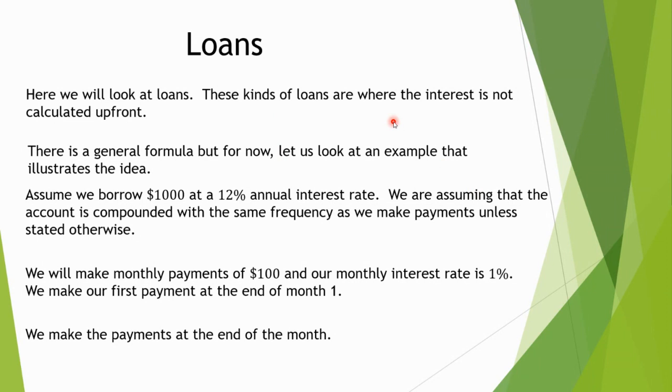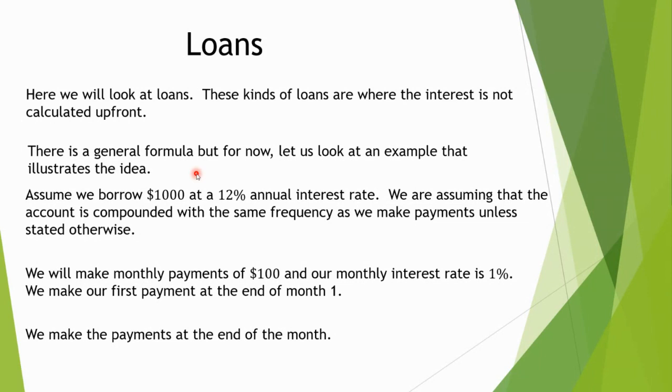Okay. It turns out there is a formula for loans. It's actually the same formula as a payout annuity. The book goes a little more into why that's true. But for now, let's take a look at an example just to get our feet wet. So let's assume we're going to borrow $1,000 from a bank, from a lender, whatever. We're borrowing at a 12% annual interest rate. That's what we're assuming.